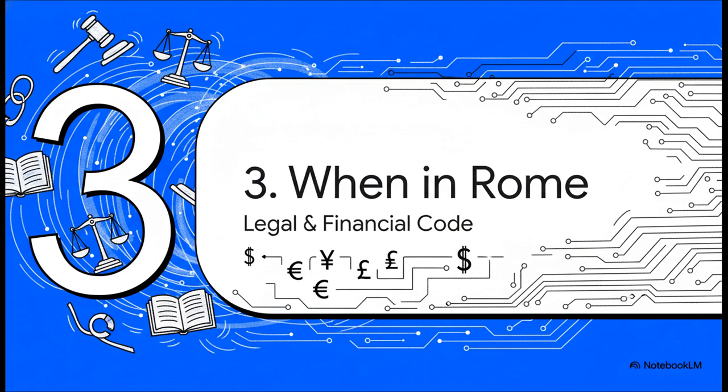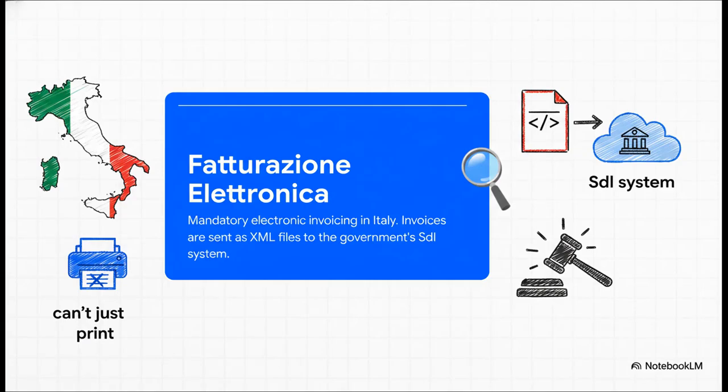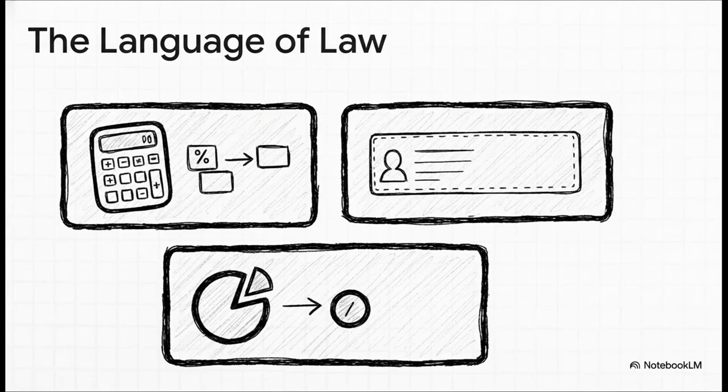Now we're moving from linguistic rules to the full force of national law. And this, right here, is where things get really complicated. For example, in Italy, you can't just print an invoice and mail it. The law requires something called fatturazione elettronica. This means the software has to be able to create a very specific kind of XML file and send it straight to a government system. The stakes are no longer about clarity. They're about legal compliance.